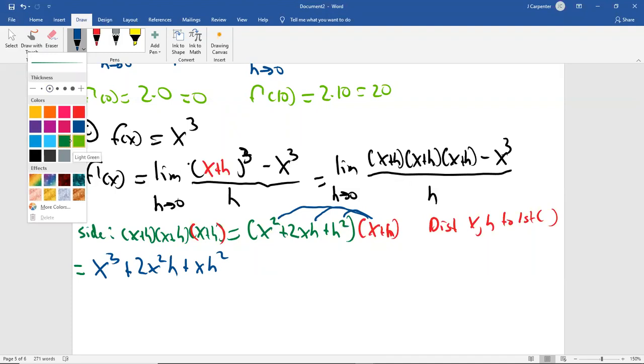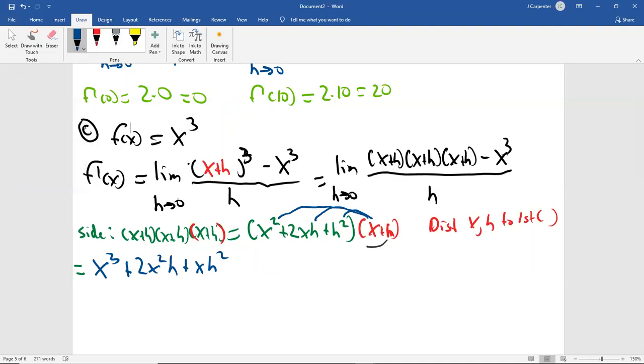In, let's go with gray, we'll do the h. So the h times all three of those. So that's plus h times x squared is x squared h. I'm just always writing the x's first for consistency. Then the h times the middle term, h times 2xh is a plus 2x squared h. Then the h times the h squared at the end is a plus h cubed.